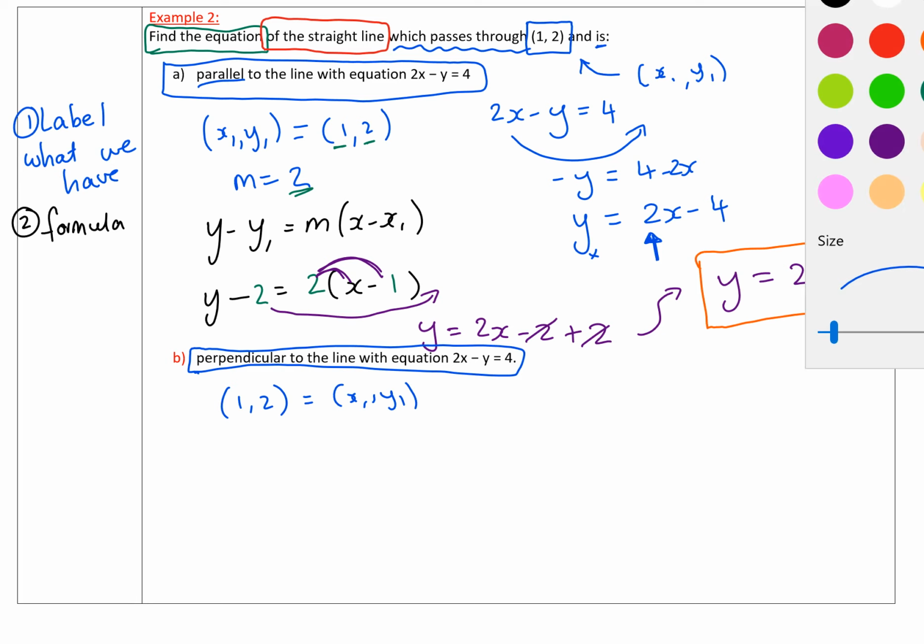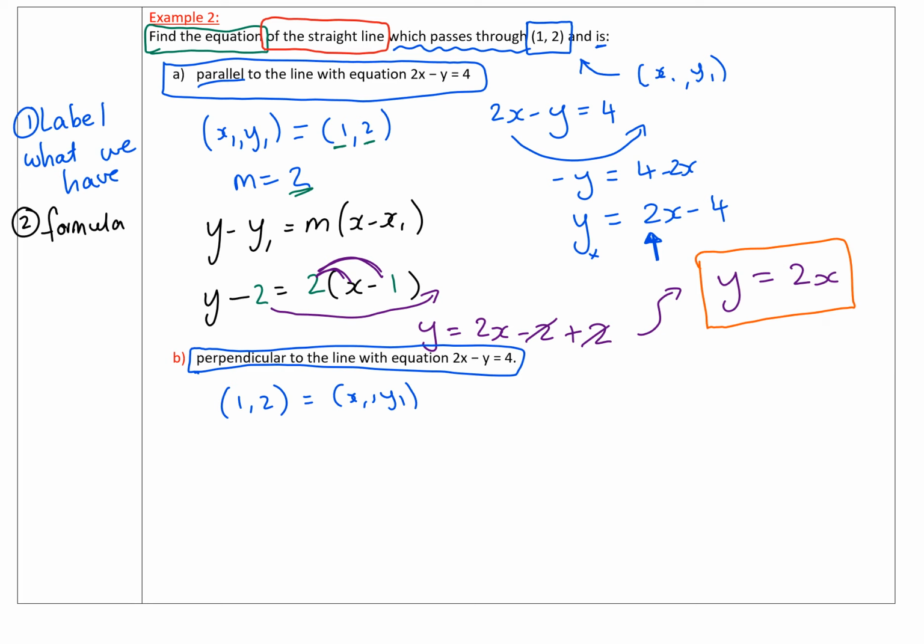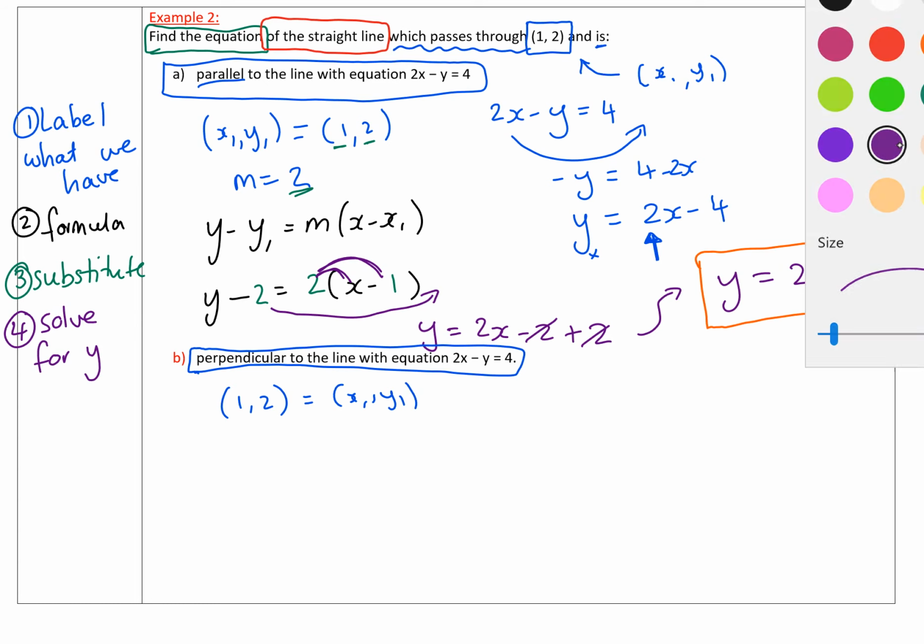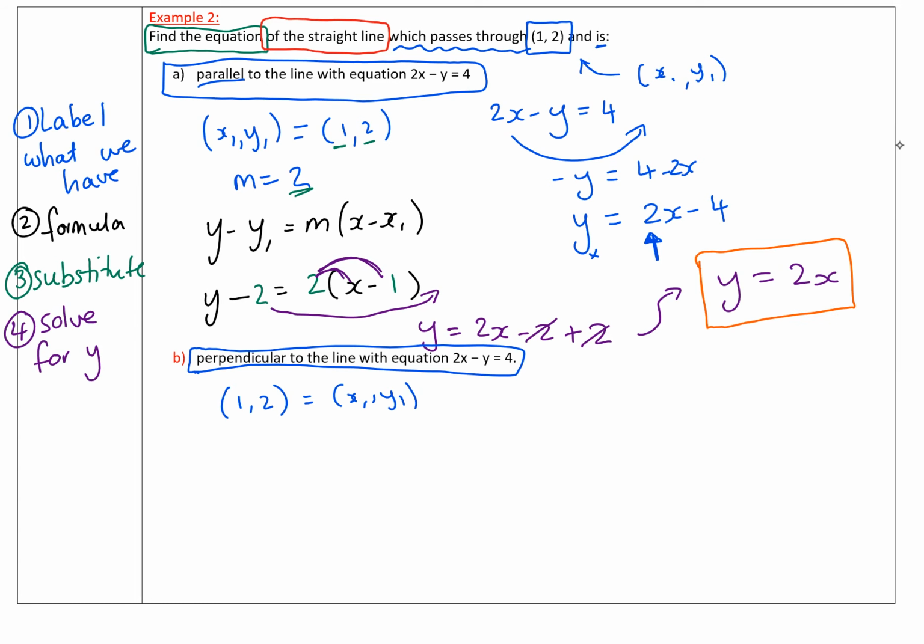We're going to follow a pretty similar strategy. So we've got to label what we have, write out the formula, substitute in the values that we have. We need to evaluate or solve for y. And we can always check the context of our answer to make sure that it's an answer that makes sense and that answers the question.